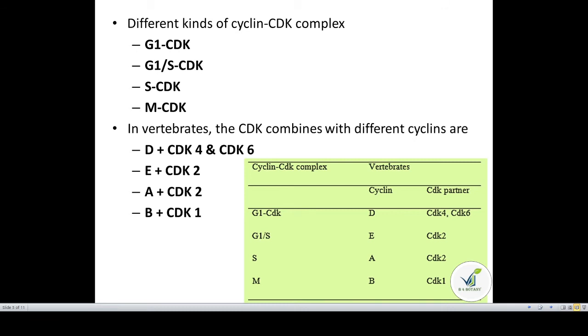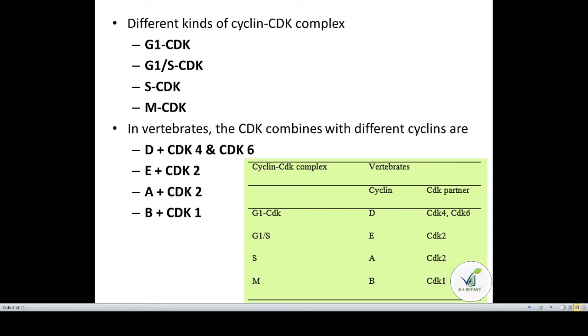And there are different Cyclin-CDK complexes called G1-CDK, G1/S-CDK, S-CDK and M-CDK, that is, G1 cyclin combined with a CDK is the G1-CDK. And in vertebrates, as I said earlier, G1 cyclin is called cyclin D, G1/S cyclin is called cyclin E, S cyclin is called cyclin A, and M cyclin is called cyclin B.